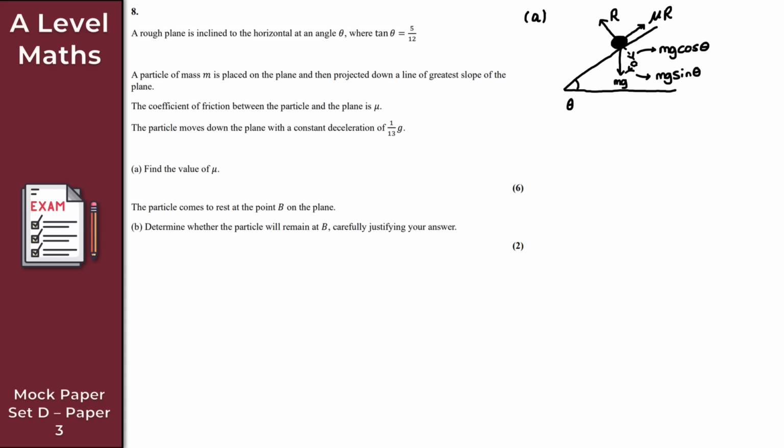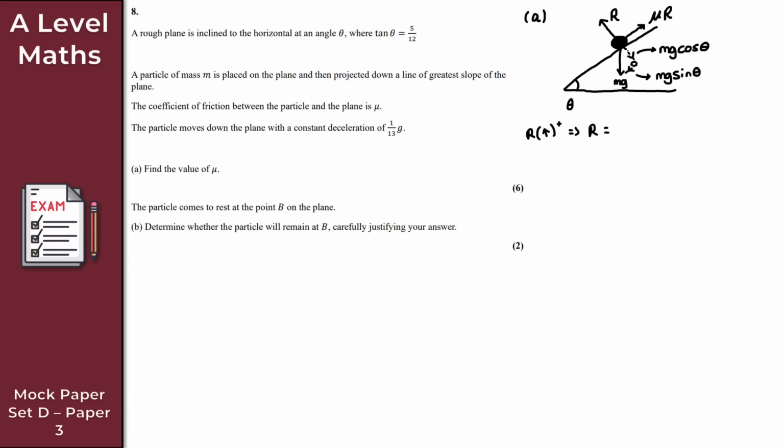So to begin with, for the value of mu, what can I do? Well, what I can do is resolve perpendicular to the plane, and we can get an expression for R, because we don't know m, so I can't get it as a numerical value, but we can get it as some expression. So resolving perpendicular to the plane, I'll take up as positive. So R is going up, so that's positive.